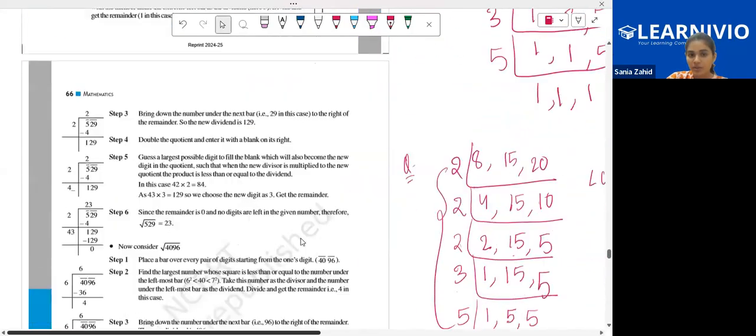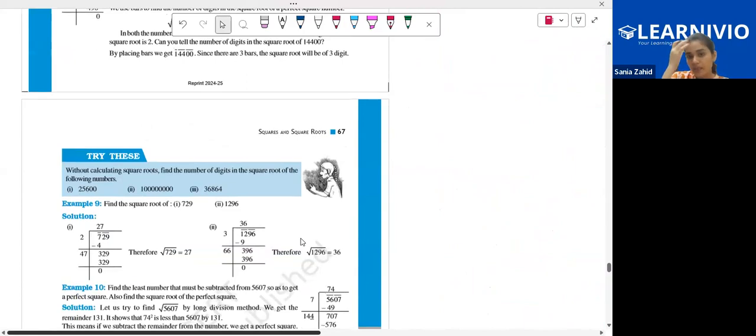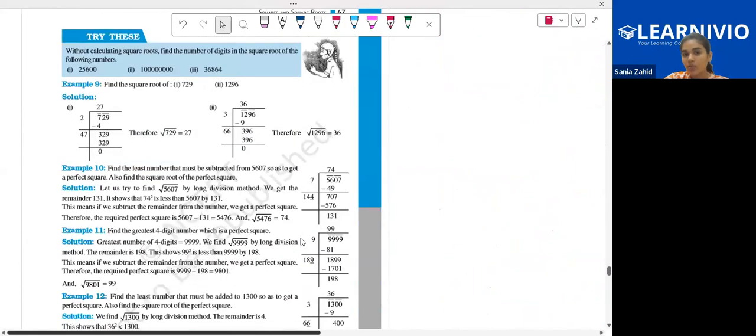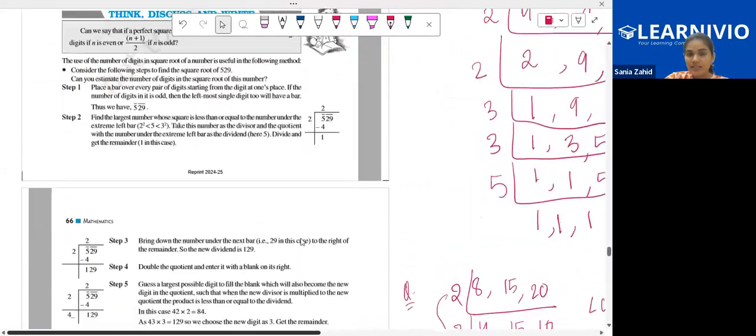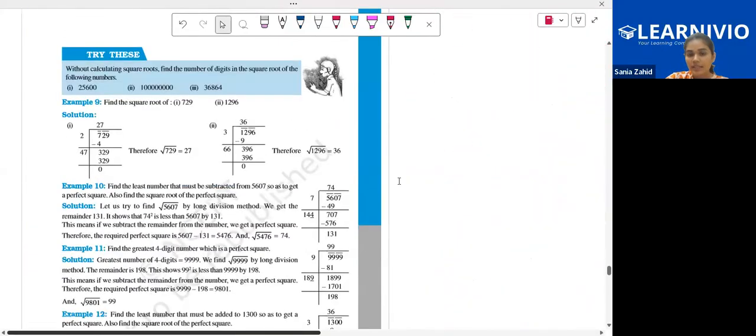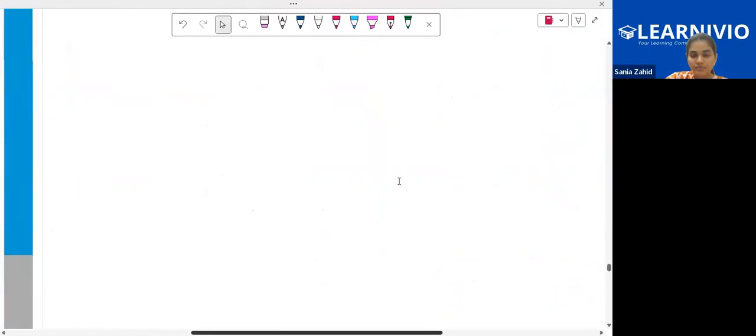We are going to start with the next topic, which is finding the answer with the help of long division method. Now, what is this long division method? If you look very carefully, let's take this example, 729. I have to find the square root of 729. So first of all, I will be making the pair of the digits. I always start from the last digit. What is the last digit in 729? 9. So I will start from 9 onwards.